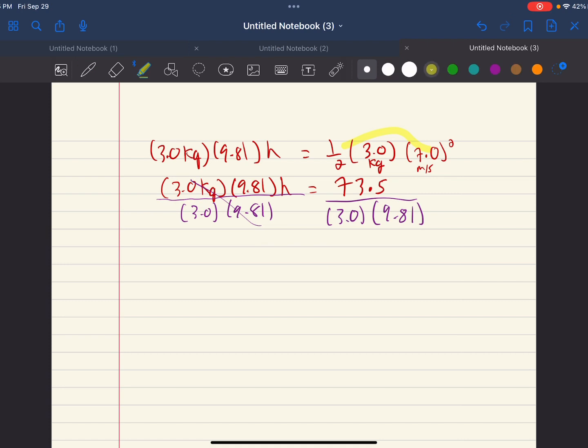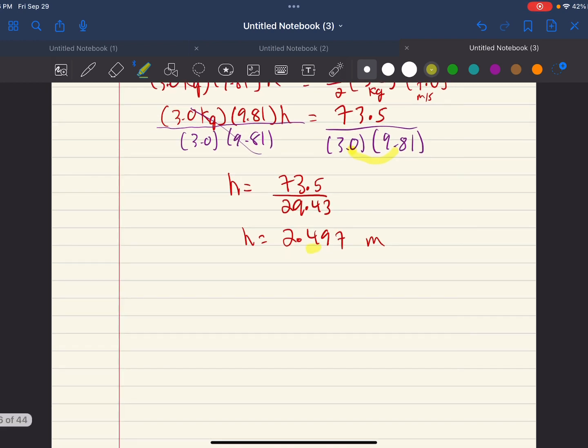And then you're going to follow the BEDMAS rules. We're going to compute this first, then divide it. That gives us 73.5 divided by 29.43. And then that would be 2.497 meters. Now, because the question originally gave us two significant digits, we're going to round the second digit over here. And that would actually amount to 2.5 meters.